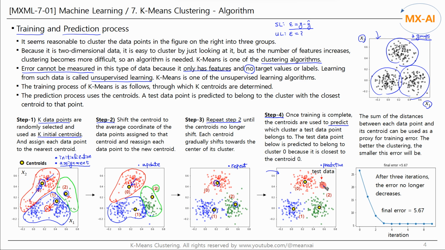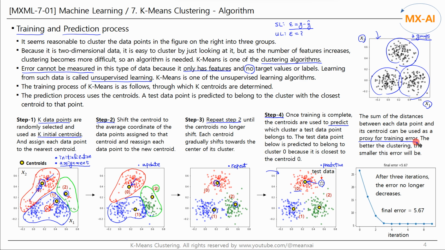The test data point below is predicted to belong to cluster 0, because it is closest to centroid 0. The sum of the distances between each data point and its centroid can be used as a proxy for training error. The better the clustering, the smaller this error will be.